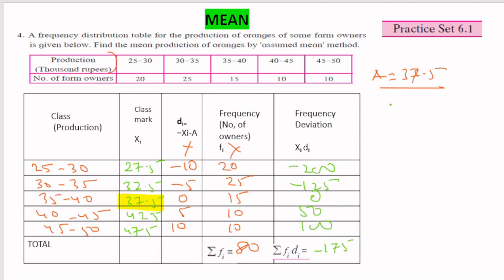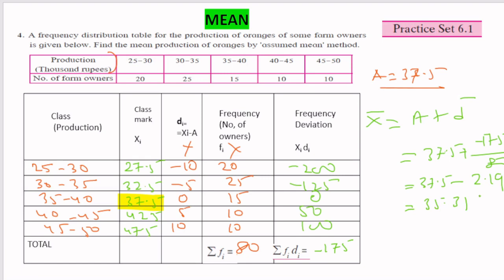Perfect. Now you need to calculate the mean. X bar equals A plus D bar. And what is D bar? It is nothing but summation of Fi Di divided by Fi. So A was 37.5. Summation of Fi Di is minus 175 divided by 80. So it will be 37.5 minus, and after division you'll get 2.19. So subtract it, you'll get 35.31 thousand rupees, because this number is in thousands.